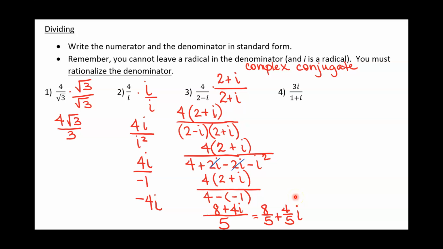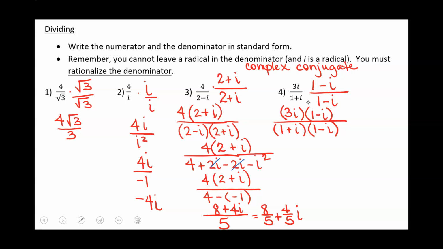All right, look at one more of those. So this time I have 1 plus i in my denominator. What would my complex conjugate be? It would be 1 minus i, so I'm going to multiply top and bottom by 1 minus i. I'm going to leave the numerator alone to see if I could cancel anything in a minute.